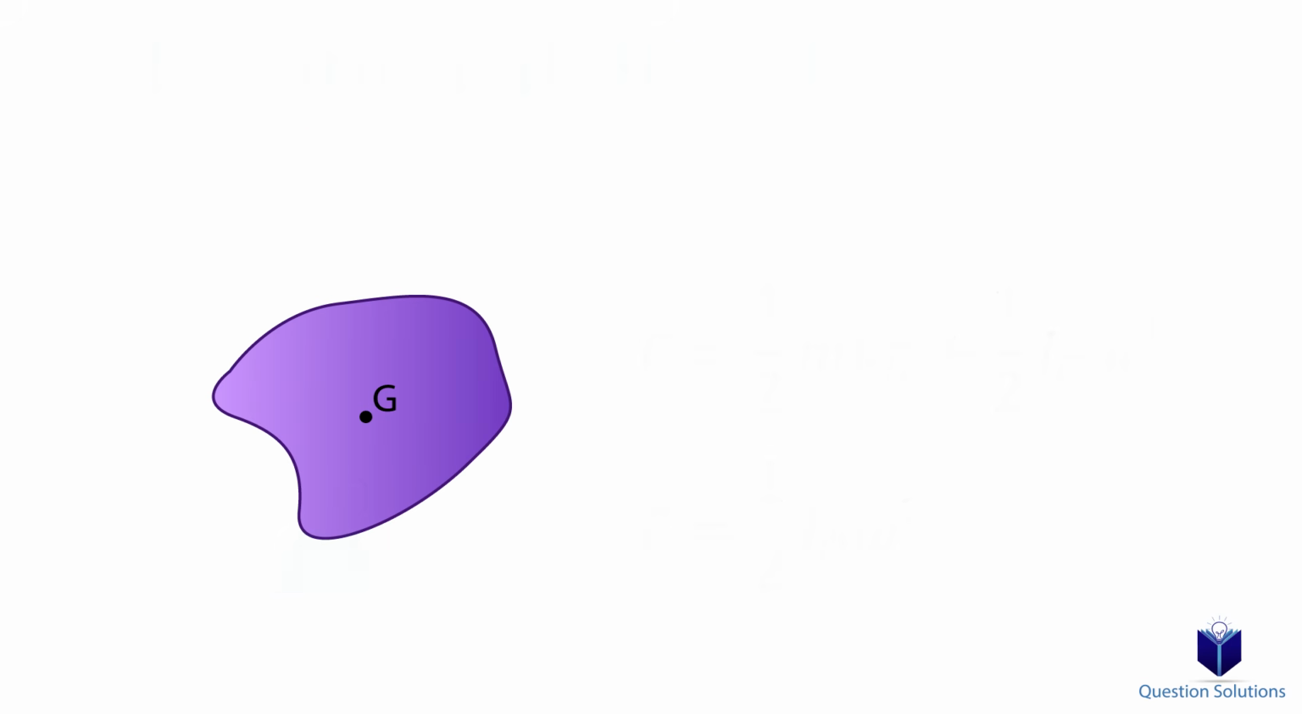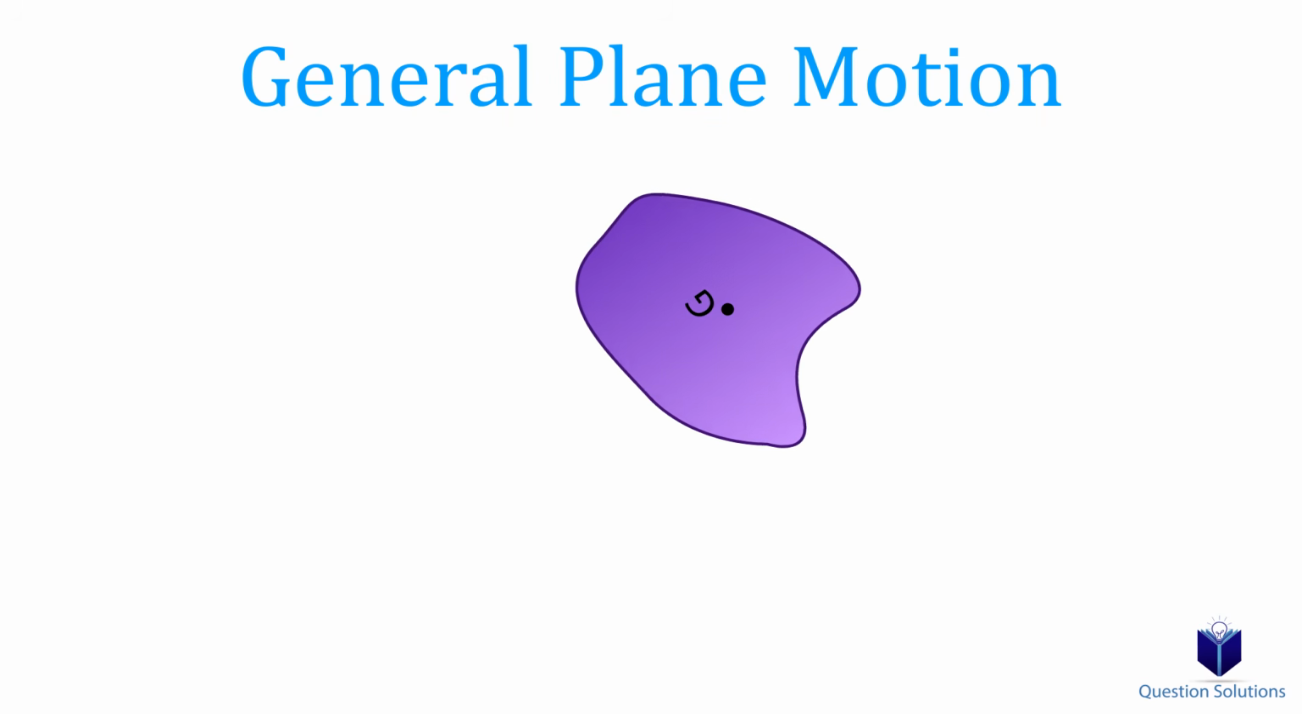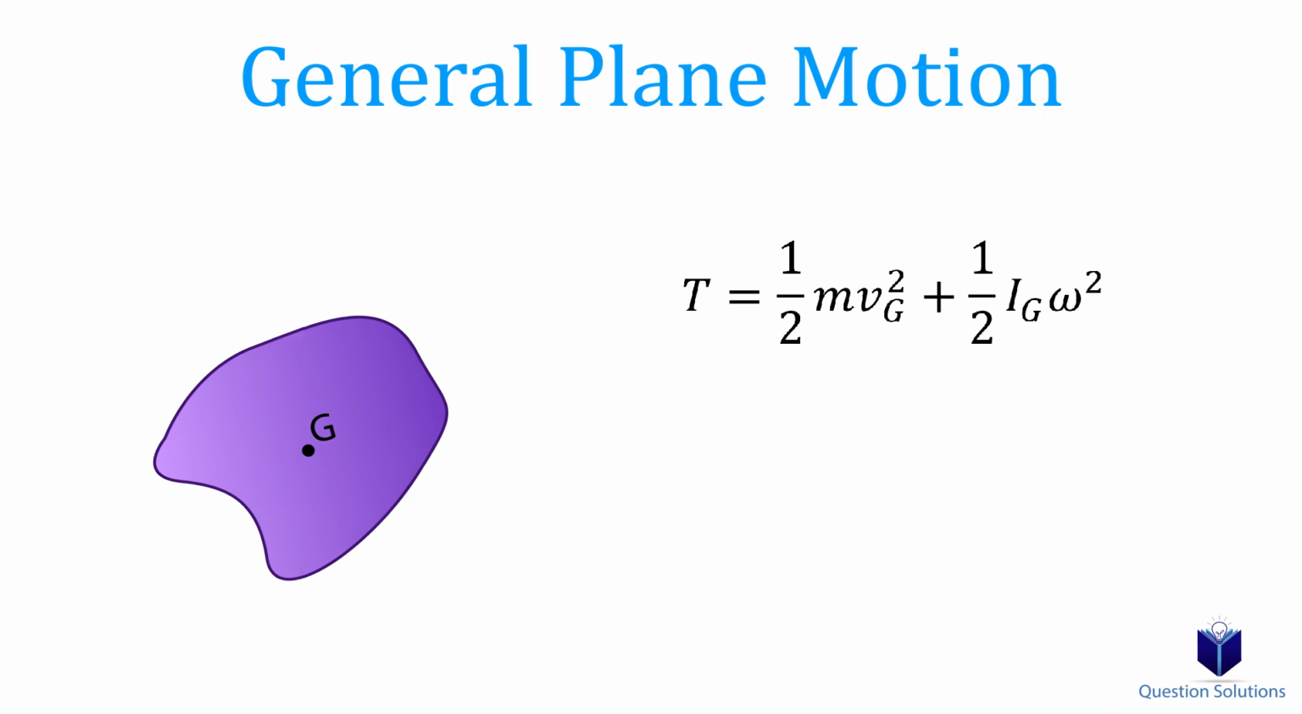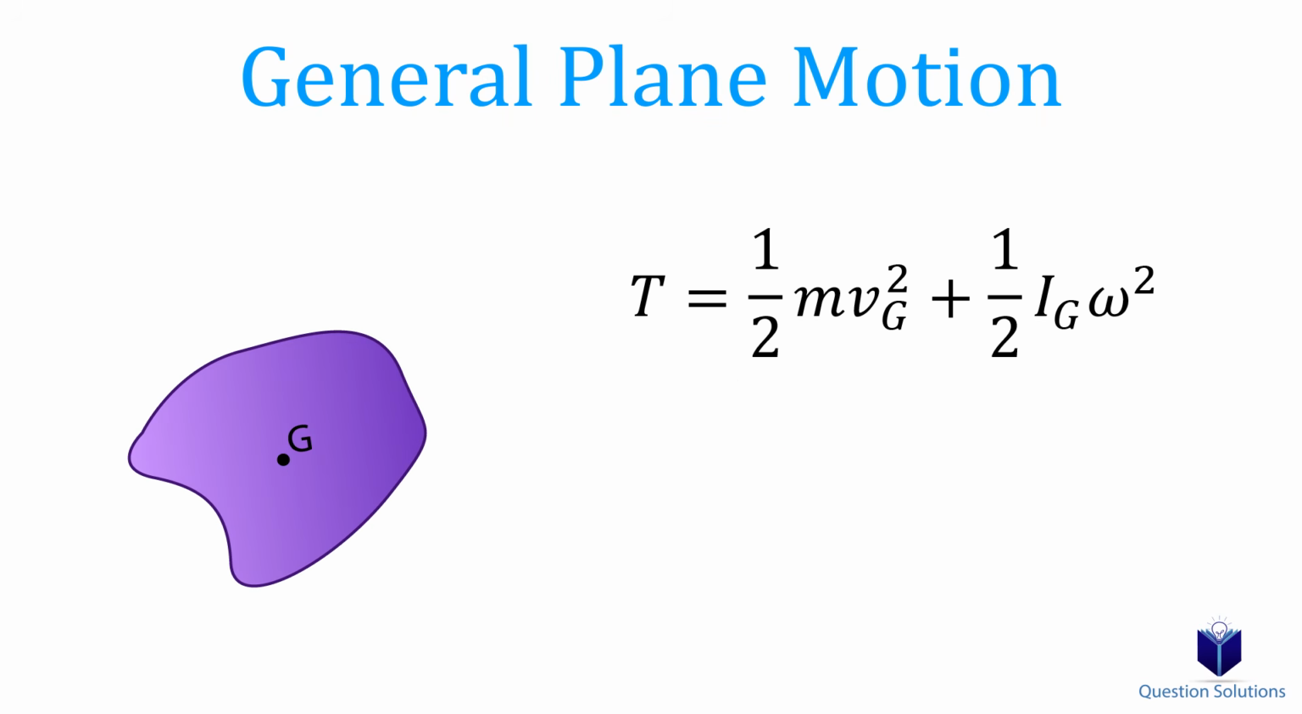Lastly, we have the general plane motion of a rigid body. In that case, we use the same equation as before and use the mass moment of inertia about the center of mass. If you go through the steps to find the instantaneous center of velocity, you can actually write this equation in a simpler form like this. In this case, we're finding the mass moment of inertia about the IC point.